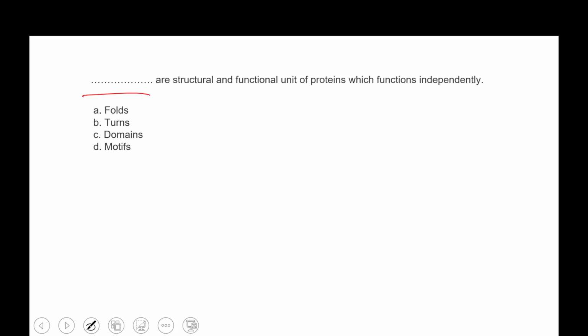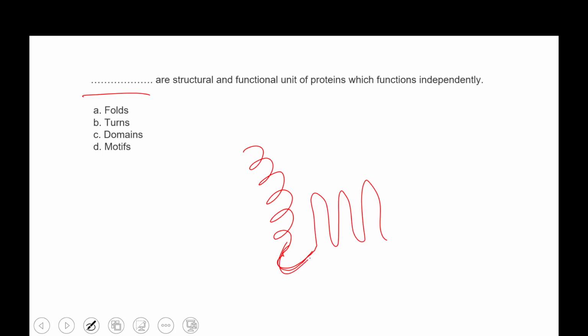In the secondary structure we have these folds, and from one fold or structure to another there is a loop or turn, and then another structure starts. These turns are present due to the presence of glycine or proline, which generally discontinues the secondary structure and makes a turn there. But these folds and turns are not independent functional units. Then come domains and motifs.